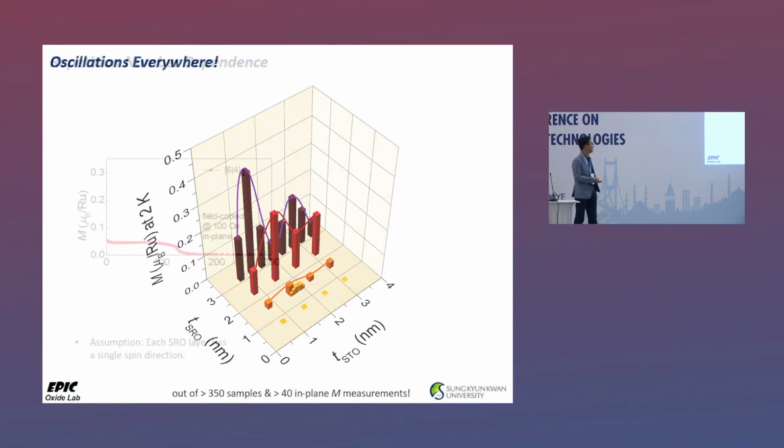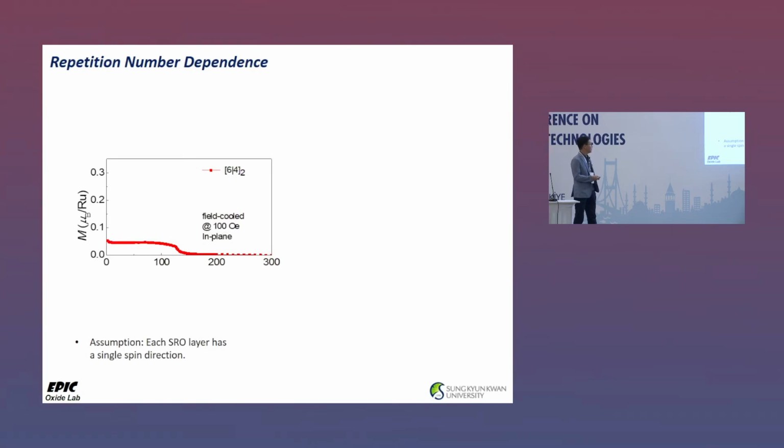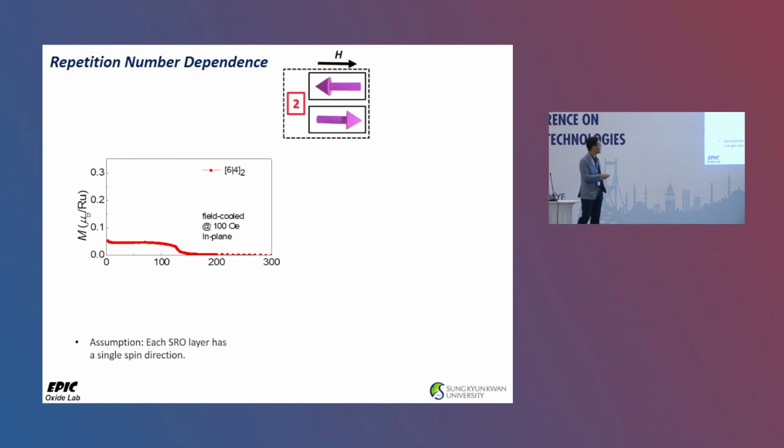So there was the question. So we can approach something like this. So we start with now changing the number of layers. So here you have two SRO/STO layers. The repetition is only 2. Now you have very suppressed magnetization, meaning that something like this might be happening. So you have the opposite direction of antiferromagnetic. This is, by the way, called synthetic antiferromagnetic ground state.